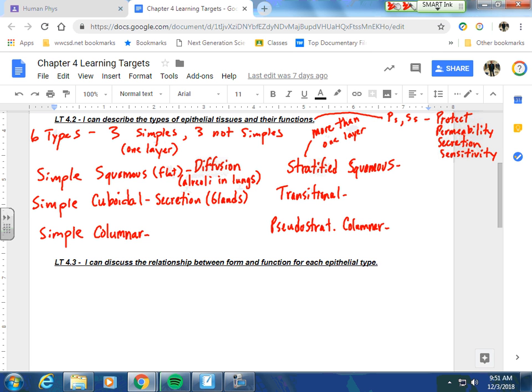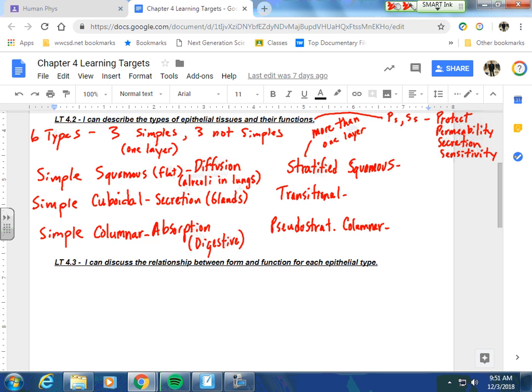For simple cuboidal, let's keep it simple. Literally, just secretion glands. That's all I want you to think about there. Simple columnar, I want you to think about absorption. And one area where that would be very important would be associated with the digestive system.